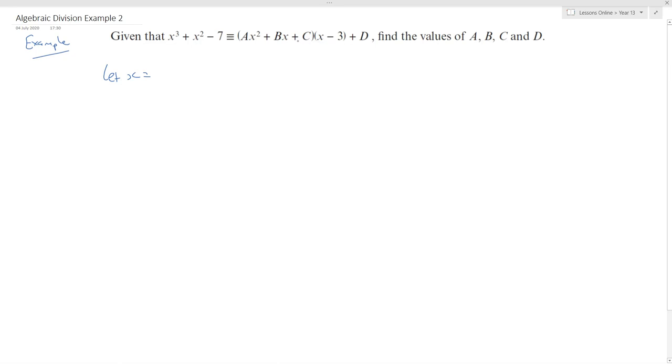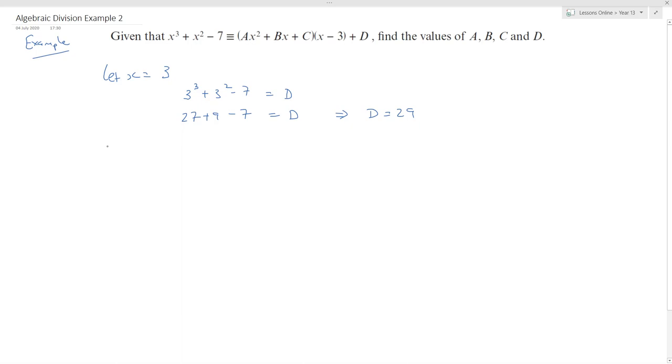If I let x equal 3, then that gets rid of this term and I'm left with d, so everything on the left hand side equals d. So let's do that. That's going to give me 3 cubed plus 3 squared minus 7 is equal to d. So we got 27 plus 9 minus 7 is equal to d. That implies then that d is equal to 29. Good. So we got d. It's vaguely familiar.